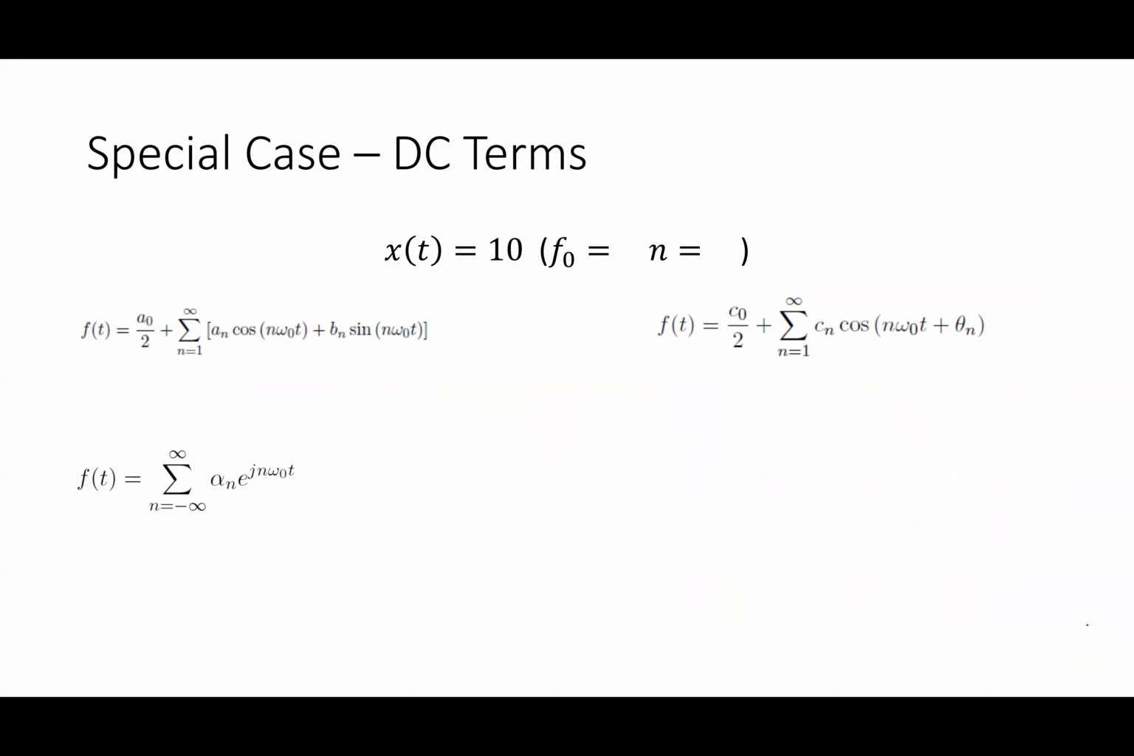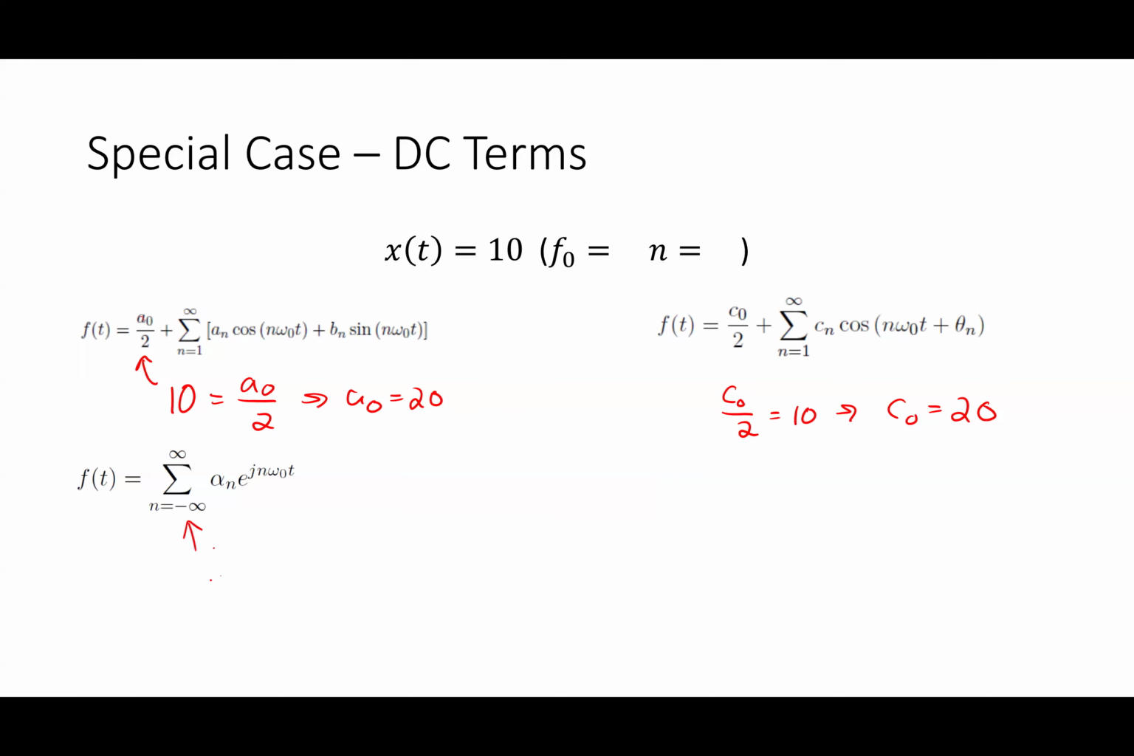Okay. All right. One thing about this DC term, it's confusing. The DC term in this waveform is 10. So if I look at this form of the series, 10 equals A0 over 2. So A0 is 20. Okay. In this form of the series, C0 over 2 is equal to 10, or C0 equals 20. Now let's plug in n equal to 0 here. If I pattern match to this form of the series and plug in n equal to 0, I have alpha 0 times e to the j 0 omega naught t.